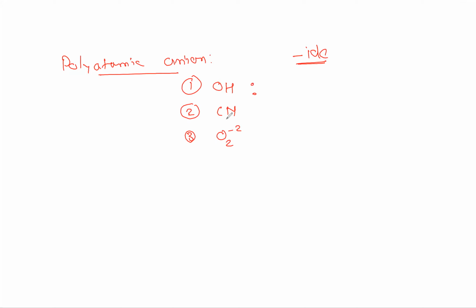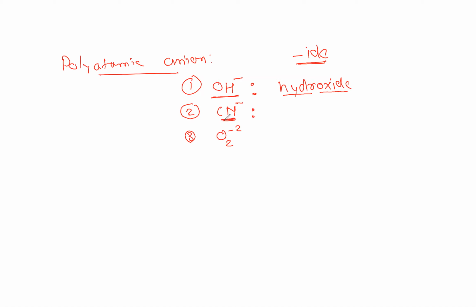All right, so these are the three anions: OH minus ion, CN minus ion, and O2 minus 2. What do we call this? We call this hydroxide. Why? Because it's hydrogen and oxygen. The name of this anion is called hydroxide.